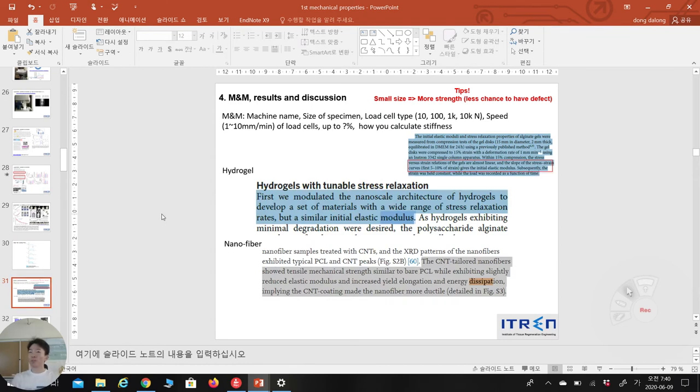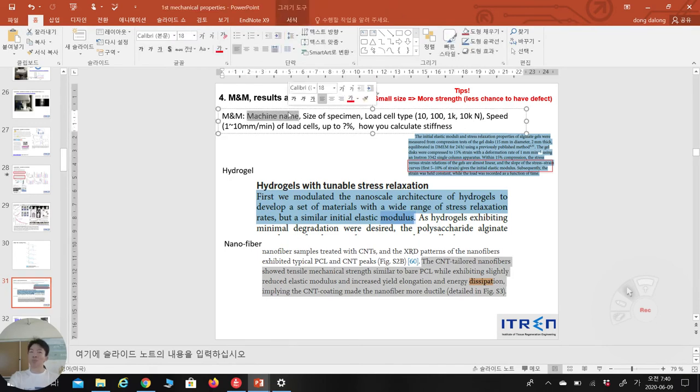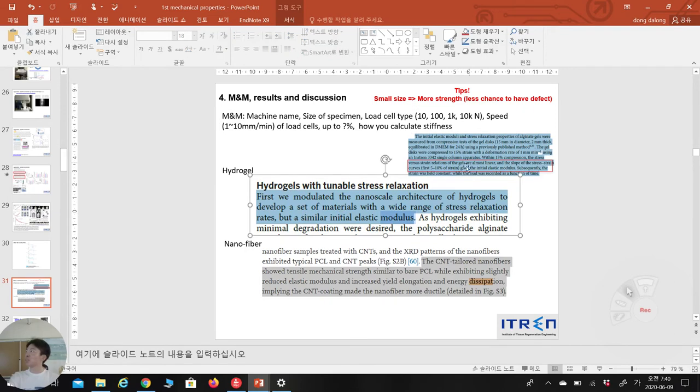So, bottom line, once you want to measure a hydrogel, 3D scaffold, or nanofiber membrane, you always have to remember to write down in the materials and methods the machine name, which kind of instrument you use. For example, like this. Instrument 5525 or instrument 3000-something.